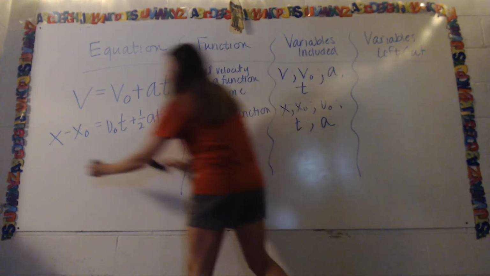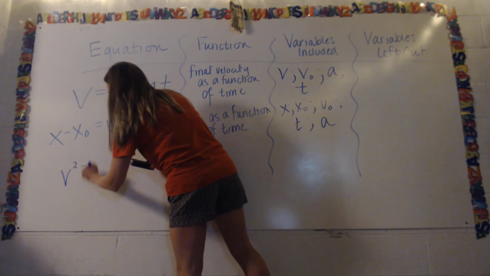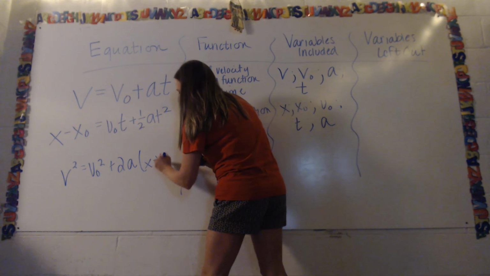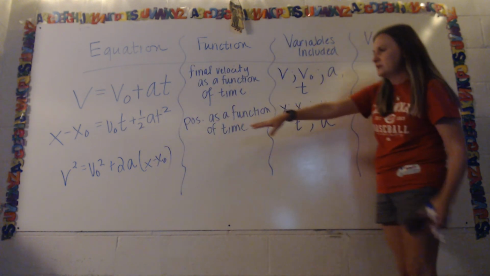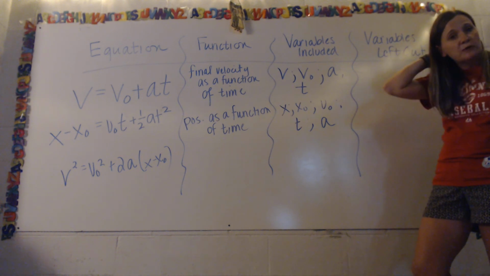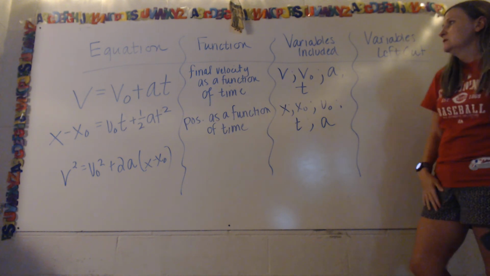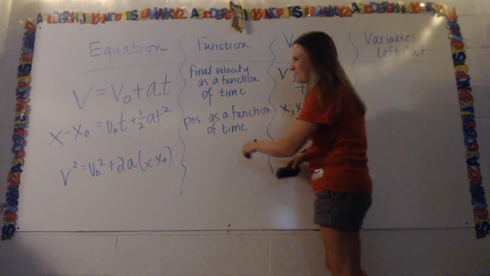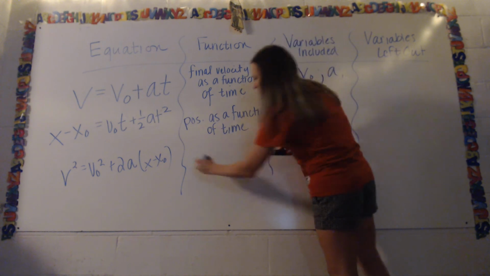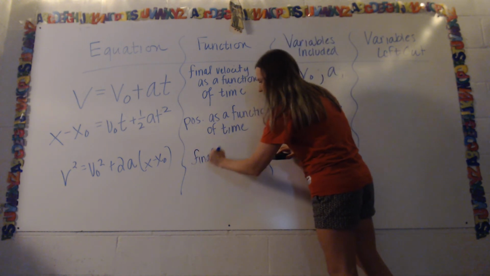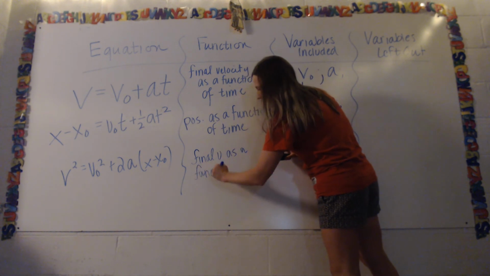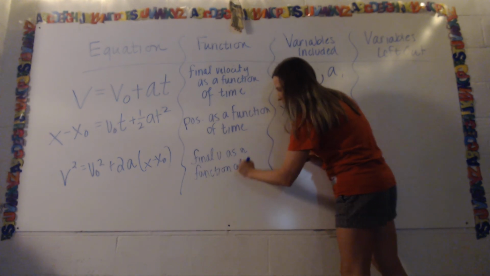So the third kinematic equation is v squared is equal to v naught squared plus 2a times x minus x naught. Now, as a function, I'll restate it just in case you can't read my handwriting. V squared is equal to v naught squared plus 2a times x minus x naught. So the function that this gives you is kind of a weird function. It's not one we work with in the same way as these two. But this would give me final velocity, final v, as a function of changing position, which is weird.